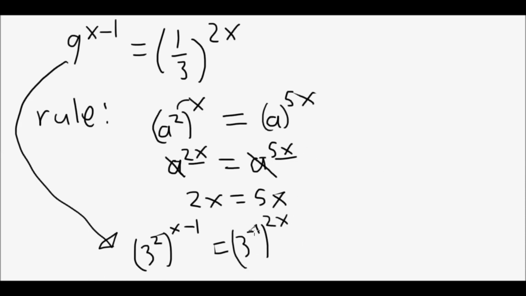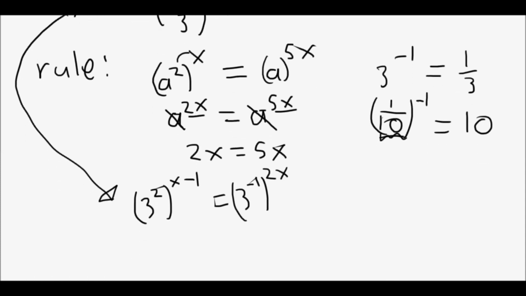Now let me explain what I did here. So 3 to the negative 1 is just simply finding the reciprocal of this number. So 3 to the negative 1 is going to equal 1 over 3. And another example of this is, let's say you have 1 over 10 to the power of 1, to the power of negative 1. And this is just going to equal 10.